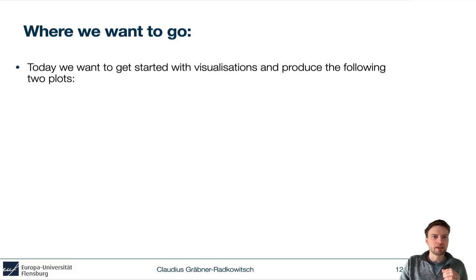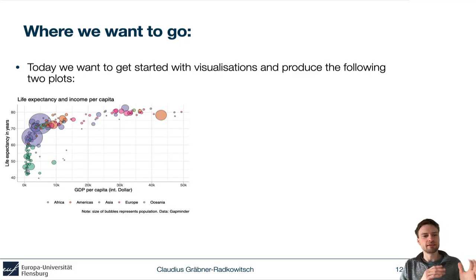Here is a little bit an idea of where we actually want to go. So today we want to get started with visualizations, and the goal at the end of the session is to be able to produce the following two plots. On the one hand, this is an extended version of the plot that I just showed you about the relationship between life expectancy in years and GDP per capita in international dollars. This plot has basically everything you need for a publication-ready plot, including a small explanatory note in the bottom right, and reference to the data.